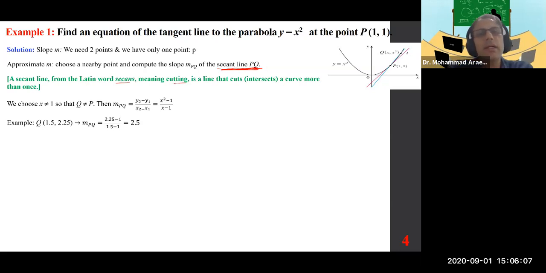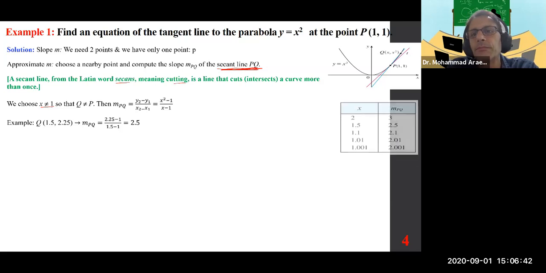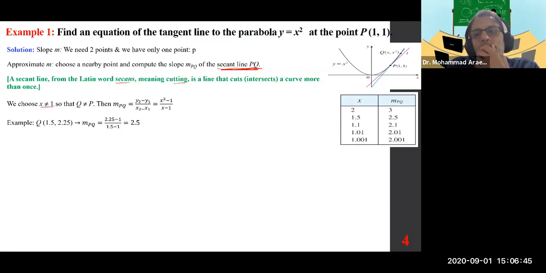So we choose a point that is not equal to 1, any point, okay? And then we calculate the slope. For example, if x is 1.5, so remember, x cannot be 1. So we pick something like, let's say, 1.5. And everybody remembers the definition of a slope, rise over run, change in y over change in x. We can calculate the slope of that secant line. Okay, so let's do that.